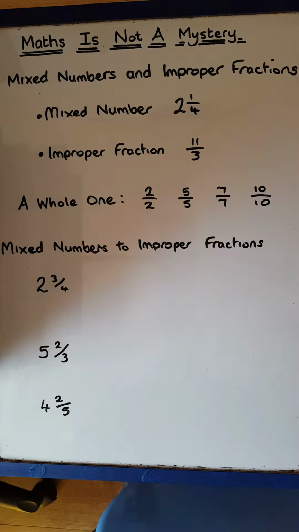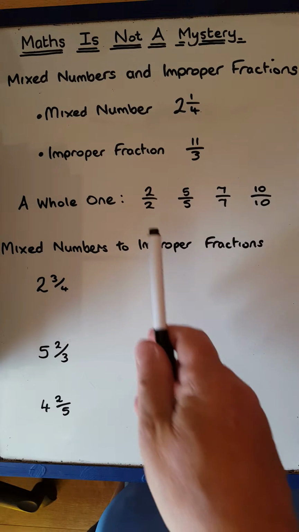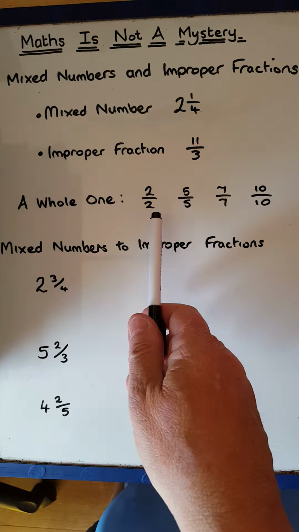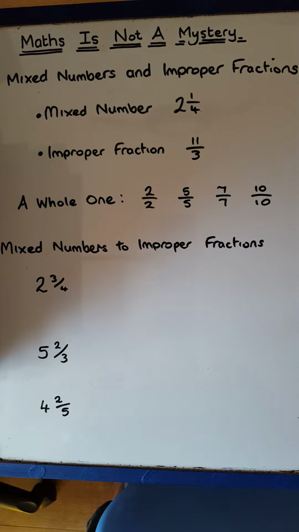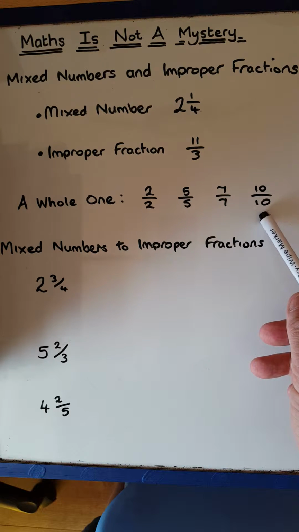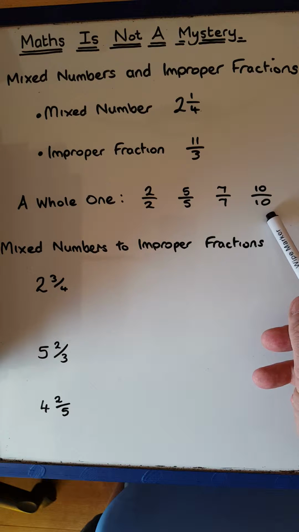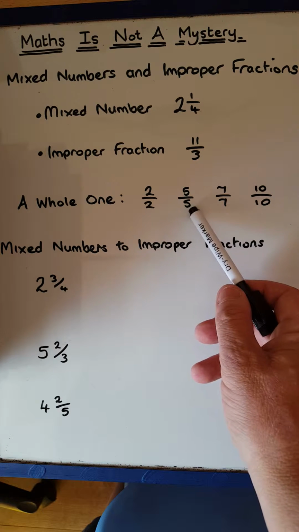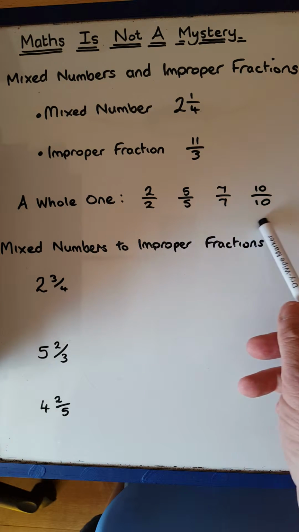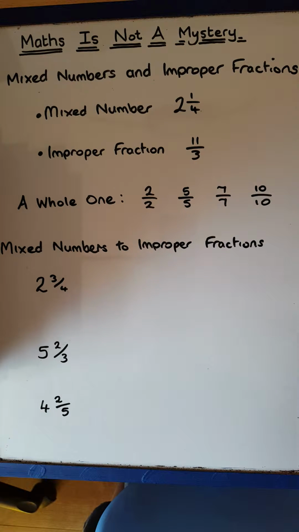Now, before we start on that, we need to remember that a whole one is always going to be a situation where you have the same number on the top as you have on the bottom. 2 out of 2, 5 out of 5, 7 out of 7. Think about a spelling test. If you get everything right, 10 out of 10. Okay, so you've got the whole thing right. So whenever it's the full amount out of whatever the bottom number is, it means it's a whole one. So bear that in mind as we go along.